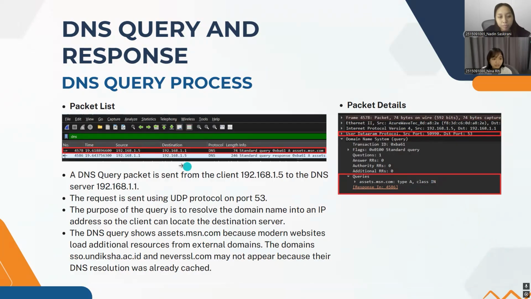We can see from the capture, the DNS query packet is sent from the client 192.168.1.5 to the DNS server 192.168.1.1. The DNS query shows assets.msn.com because modern websites load additional resources from external domains. The domains ssouniksa.ac.id and neverssl may not appear because their DNS resolution was already cached.